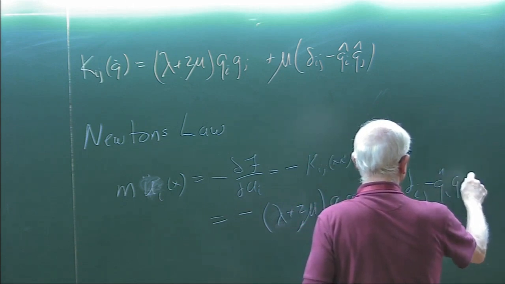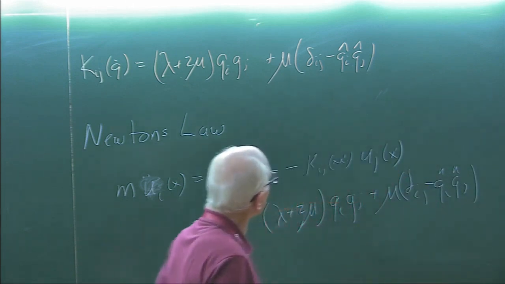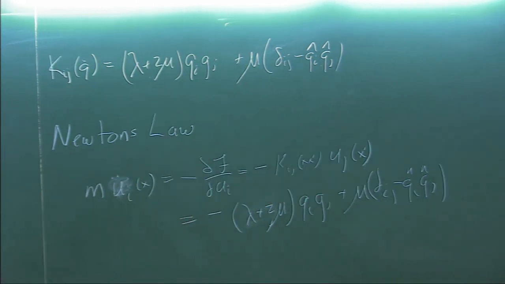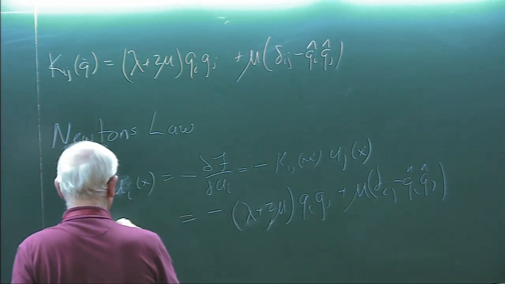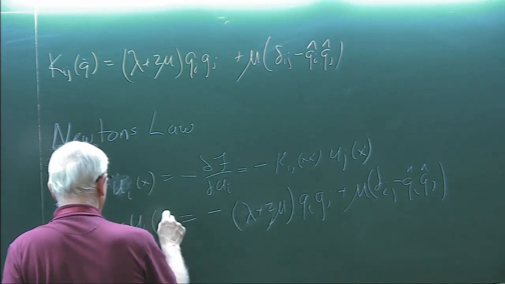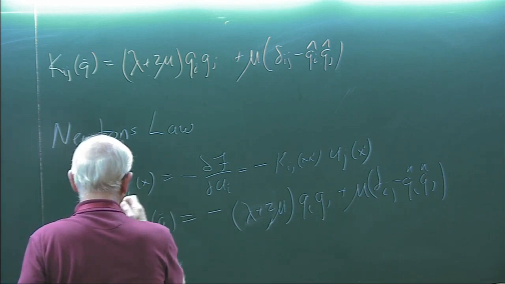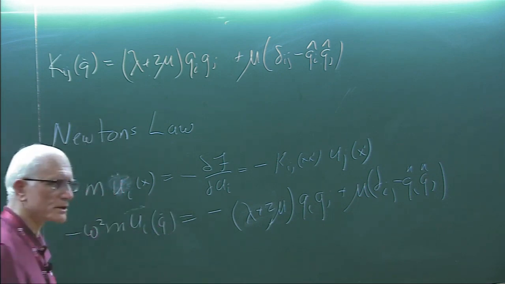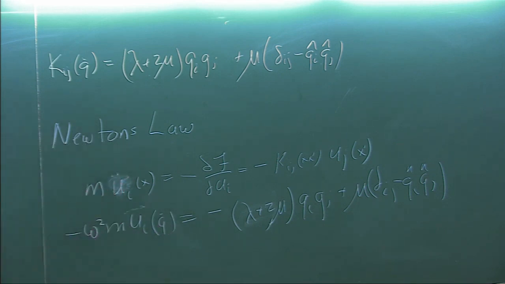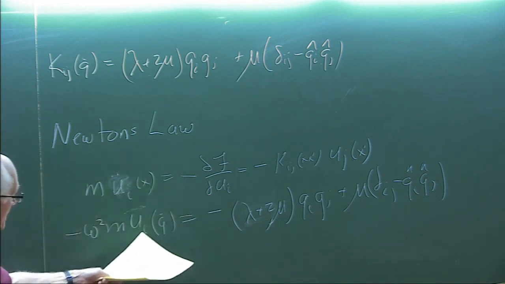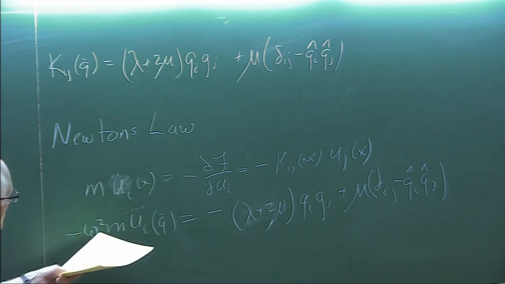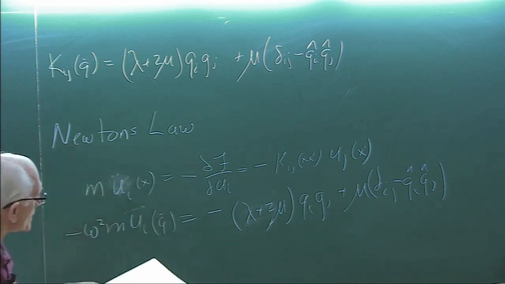The hat, of course, means that it's a unit vector. And this should be q here. And I'm going to put a minus omega squared here. It's Fourier transformed in frequency as well. But I presume that going from this to this is not a mystery to any of you. I just say that this is e to the minus i omega t and e to the plus i q dot x. So there's a minus omega squared coming from the two derivatives with respect to time.